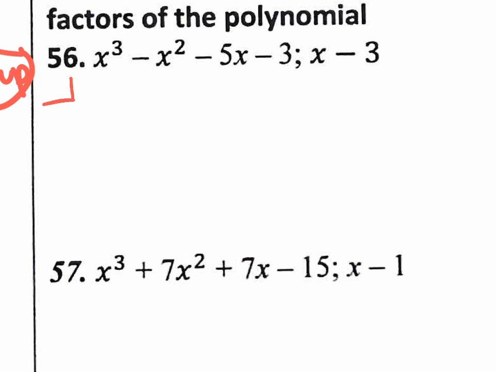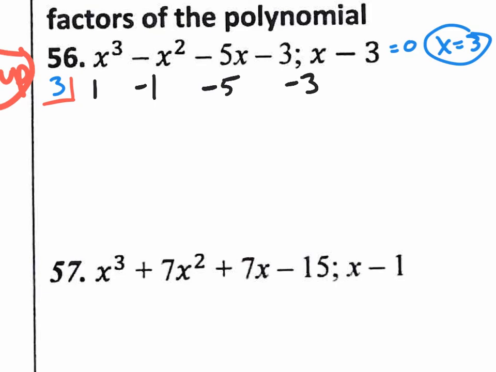And again, when we plug in our value in synthetic division, it's kind of like setting this guy equal to 0. So you're really plugging in x equals 3. That's why we plug in the opposite of what we see here. And let's do a list of our coefficients. The power of x to the third has a coefficient of 1. The power of x squared has a coefficient of -1. The power of x has a coefficient of -5. And the constant at the very end is -3.